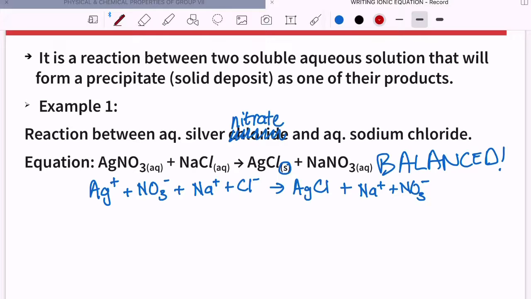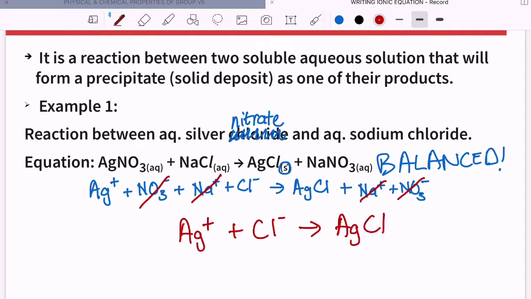Now you cancel the same ions on the left and the right side of the equation. Sodium and nitrate, so we are left with Ag plus and Cl minus to form AgCl. Right, the state symbol is aqueous to form your solid. This is your famous white PPT when you see this in your qualitative experiment.